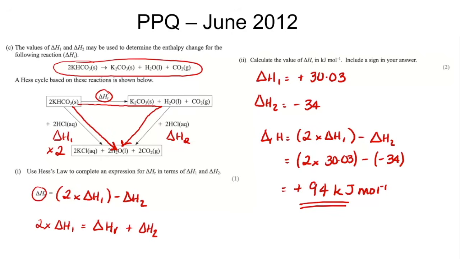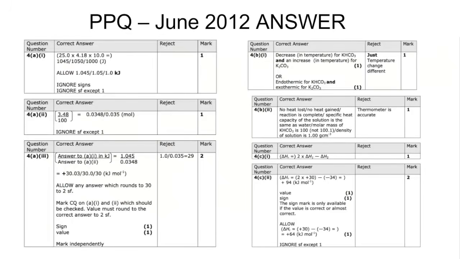Okay, that is all of our content for Core Practicals 1 and 2. We can check our answers to our past papers here on the mark scheme. You can see we get an answer of plus 94 kilojoules per mole. So the mark schemes are there should you wish to have a look at them.